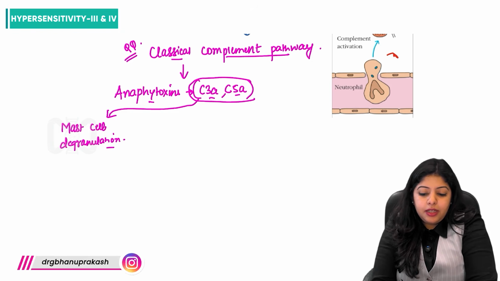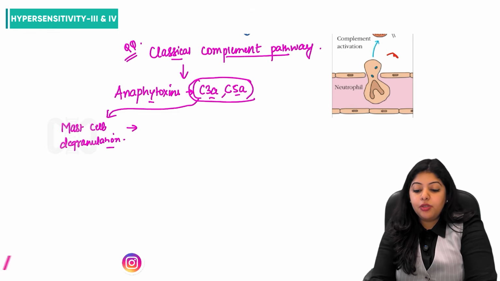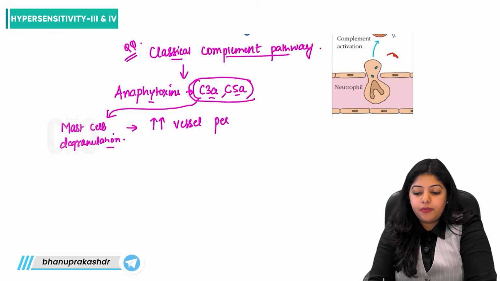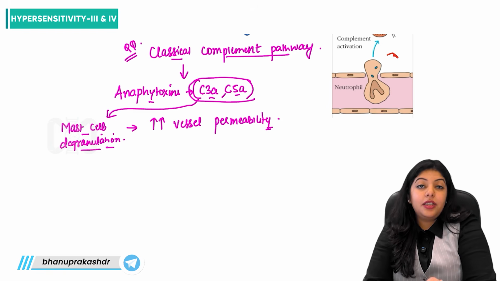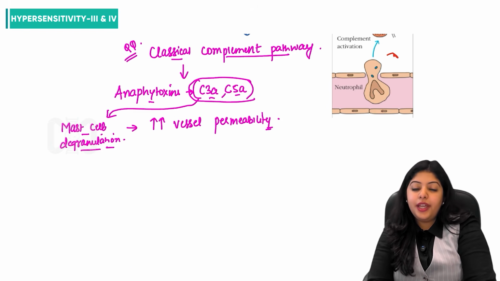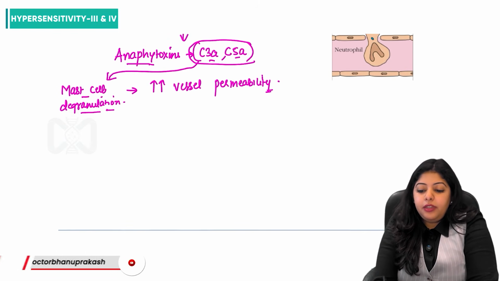So on mast cell degranulation, ultimately what is happening? The end result is going to be tissue injury. And how is that tissue injury occurring? Because of increased permeability. Increased vessel permeability occurs. This is one thing. Mast cell degranulation, and ultimately the end point is again going to be tissue injury, destruction, right?